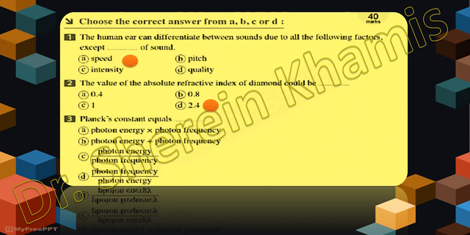Planck's constant: when we make the relation, photon energy equals Planck's constant times photon frequency. So to get Planck's constant, we divide the photon energy by the frequency of light. So we make the relation photon energy divided by photon frequency. Okay, this is the right answer. Let's go into question 4.